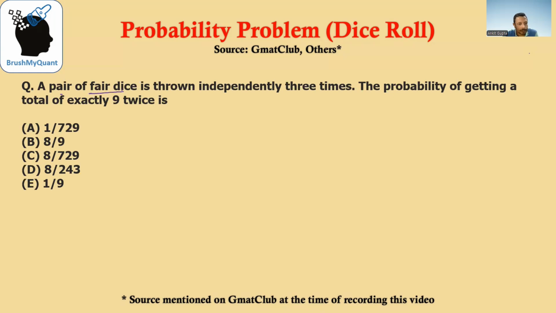So a pair of fair dice is thrown independently 3 times. A pair of fair dice, that means 2 dice, are thrown independently 3 times. The probability of getting a total of exactly 9 twice is how much? So 2 dice are thrown independently 3 times, and we have to find the probability of getting a total of exactly 9 twice.